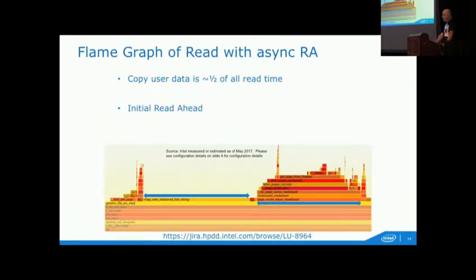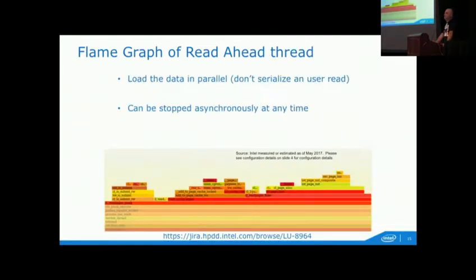But anyway, we still need to initialize read ahead and the first page cache allocation. Also, you can see on this graph that all the work which was in the same thread before is now in an asynchronous parallel read ahead thread. And you can see that all operations which were there before are now executed asynchronously and don't block the user thread.